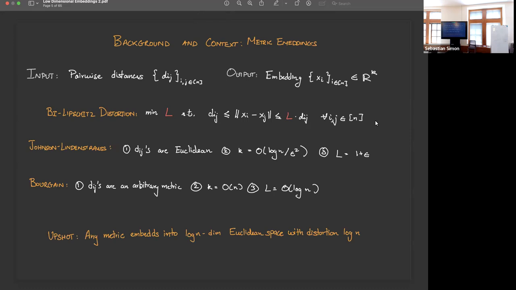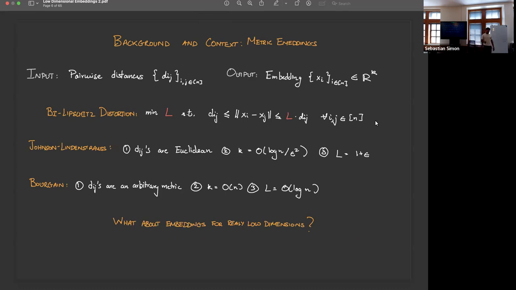Let's take this one step further. There's this wonderful result by Bourgain, who says that if the Vij's are arbitrary metrics, so no longer Euclidean, arbitrary, we can embed them in n-dimensional space with distortion log n. Now, if you combine both of these results, you can do Bourgain first and then apply JL. It tells you that you can embed in log n over epsilon squared dimensions with distortion log n. Okay, for any input.